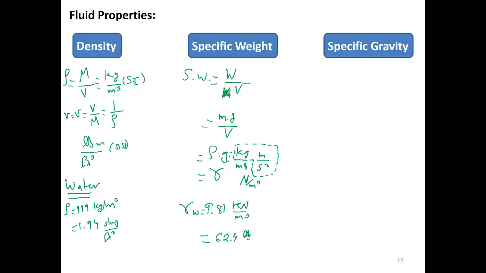or it's 62.4 pound force per cubic feet. Again, those two, if you look into table 1.6 and 1.5, you will find them, so you don't really have to memorize them. And then we come to the last definition, which is the specific gravity.